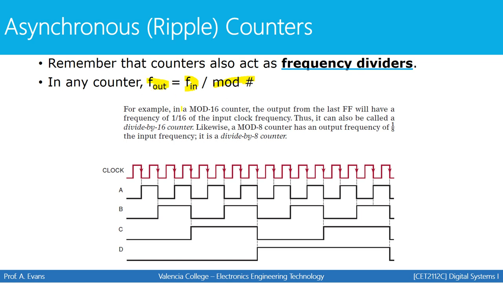So if you have a mod number of 16, you're dividing your input frequency by 16. If you had a mod 8 counter, you would have an output frequency that's 1/8 the input frequency. We call that a divide by 8 counter. So when you change the mod number, you also affect the frequency of your output. Your frequency is constantly being exponentially divided the more flip-flops that you add.